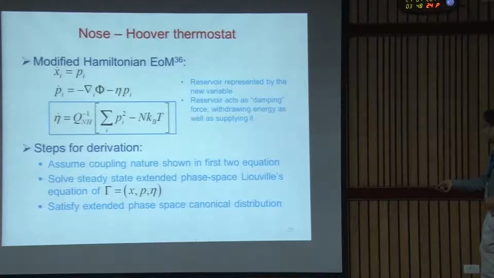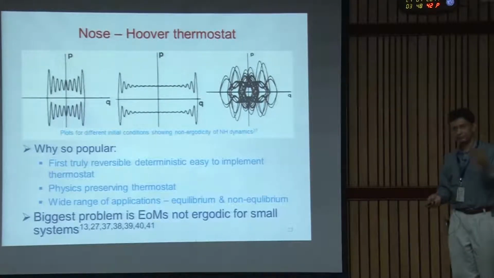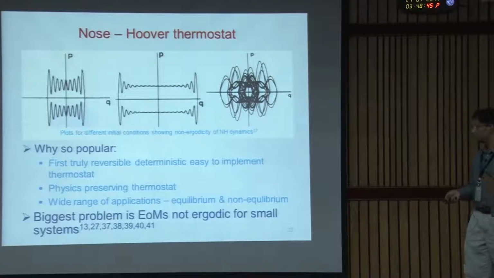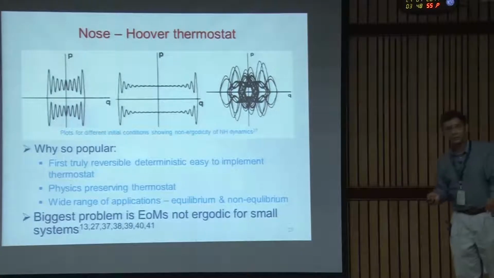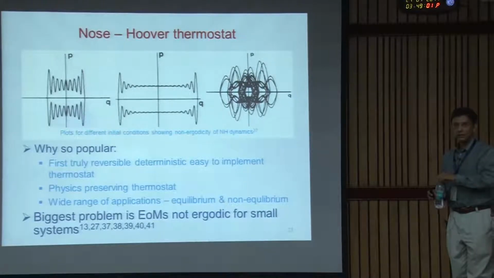I already talked about these, so I'll skip to the next slide. So as I said, why it is so popular is that it is the first truly reversible deterministic thermostat which allows fluctuations. It is not ergodic for small systems. So what we mean is that when we do it for a one particle, 2 degree of freedom system, the dynamics that we get by controlling its temperature with the Nose-Hoover scheme is not space filling, which means that it does not correspond to an ergodic dynamics.